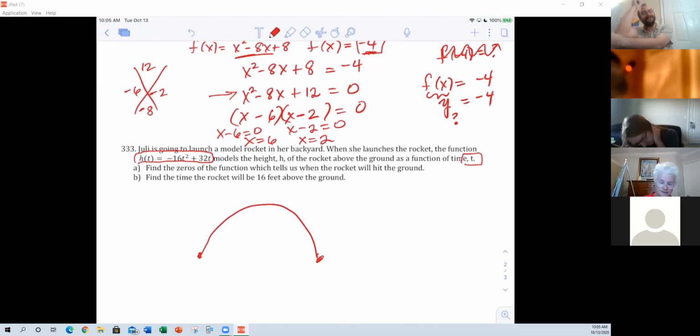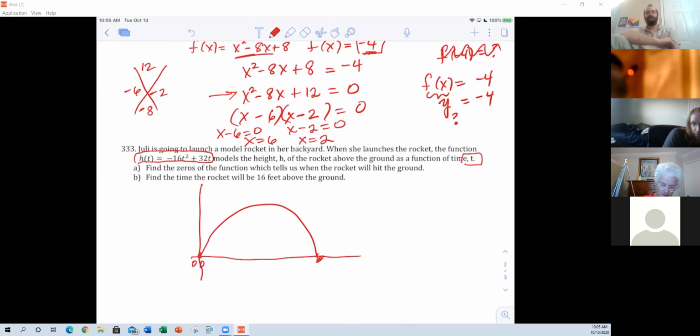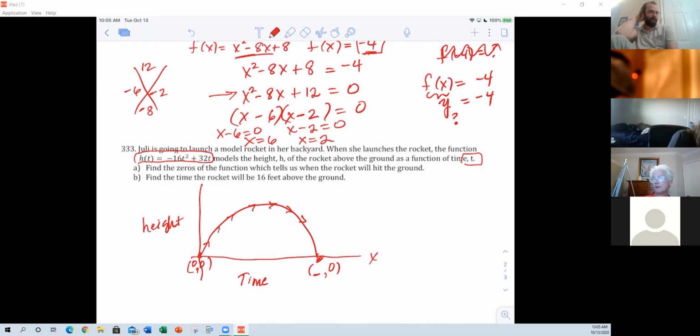Okay, so when we're looking at this at time 0, the height of the rocket is 0. And then when it hits the ground, the height of the rocket is 0 again. Okay, but I don't know how much time it's going to take to hit the ground. So far, this is all I've got. The time is the x-axis and the height is the y-axis. So this rocket is doing this, this, this. So at a certain time, it will be a certain height above the ground.